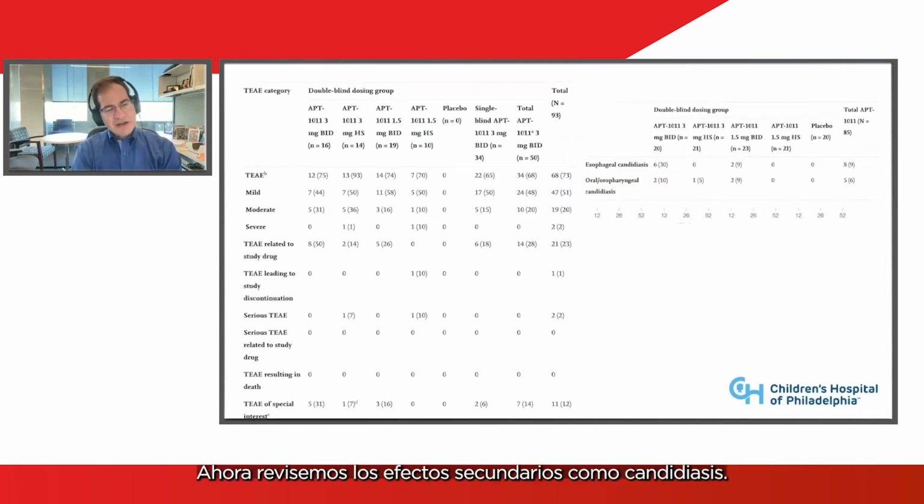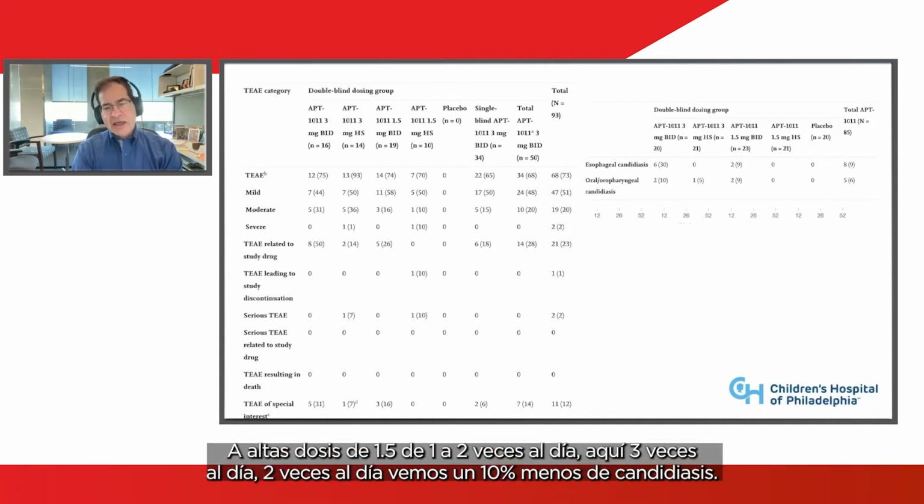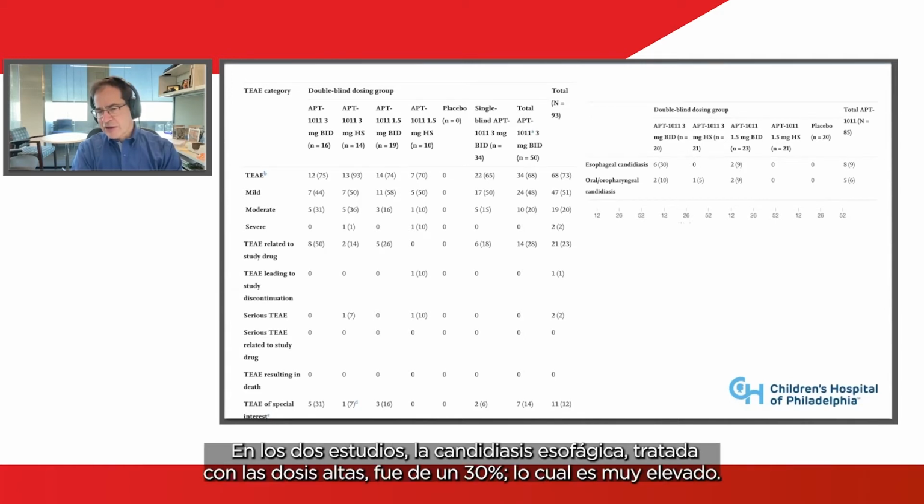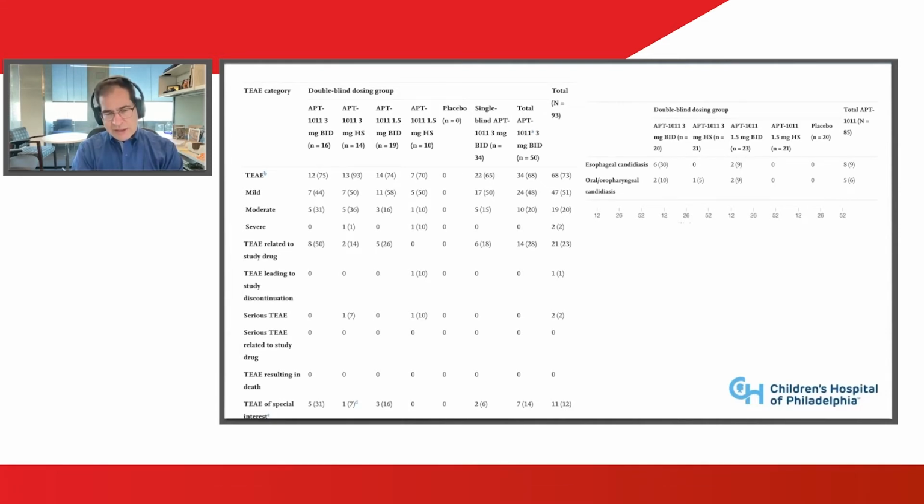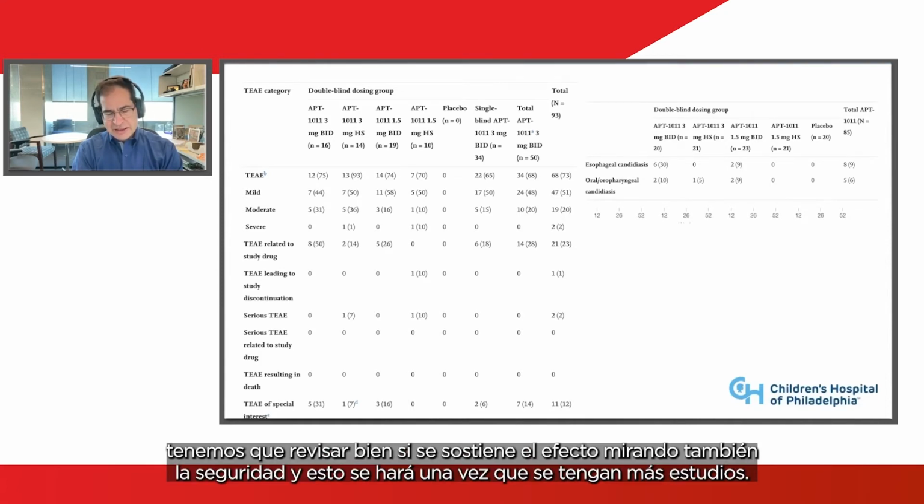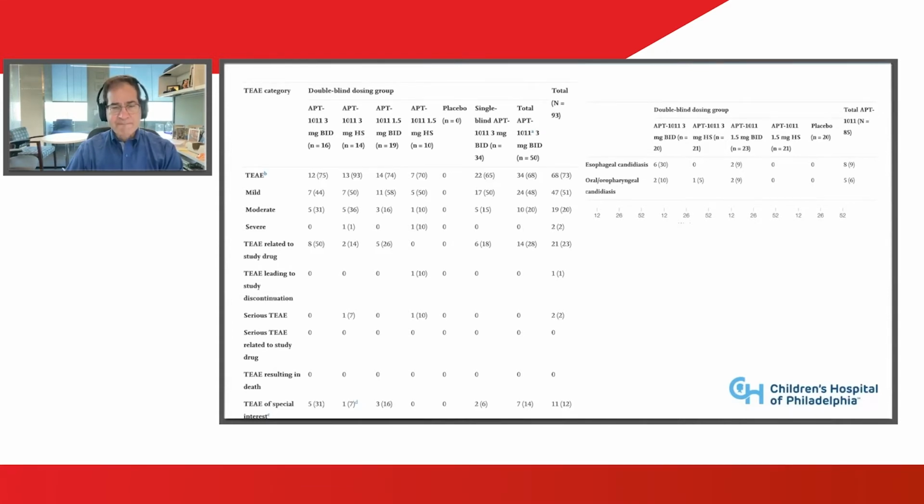Now let's look at side effects. Looking at candidiasis, you can see the higher doses, the 1.5 twice a day, the 3 once a day, and the 3 twice a day, have about a 10% candidiasis effect throughout the 2 trials, but esophageal candidiasis on the higher dose was up to 30%, which was pretty high. This is a phase 2 trial, and additional studies will need to look at whether they can see the sustained effect and look at additional safety as the new trials continue along.